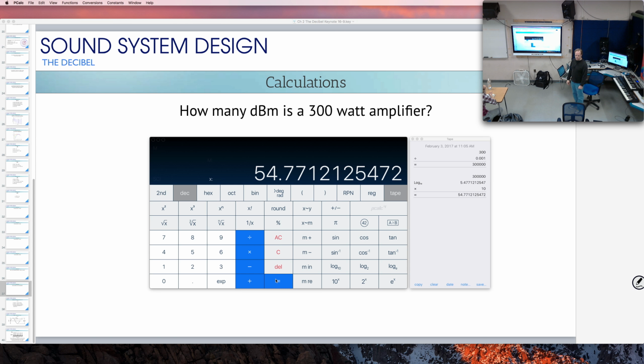Does it not seem right? No, I just want to make sure. Sometimes I do it wrong. That's why we say it's not right until 3 people have the same answer. Okay, all right, so there you go. A 300 watt amplifier is 54.5-ish dBm. Again, not a particularly useful bit of information, but interesting.